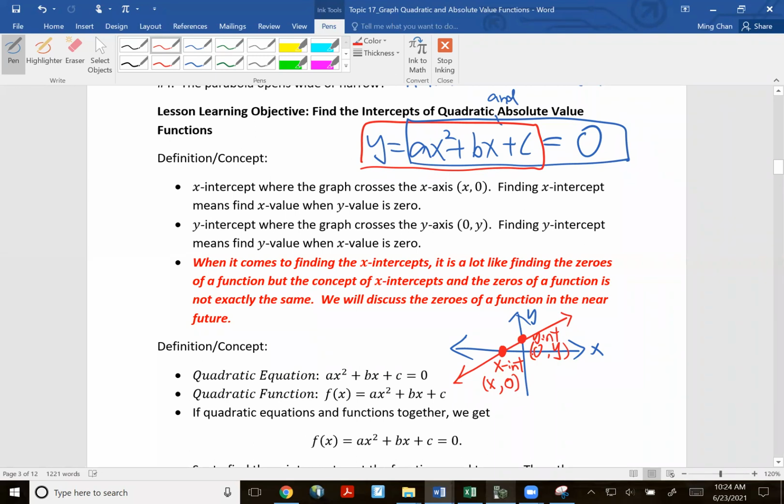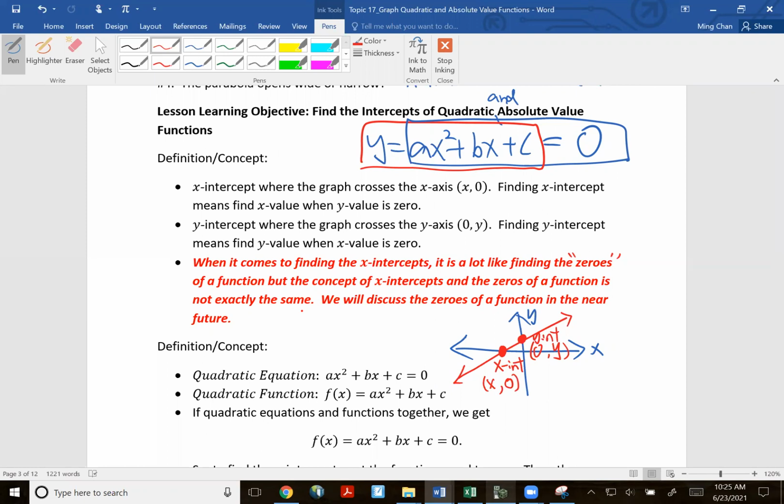Now, in the next topic, topic 18, we're going to talk about something similar to the x-intercept. When it comes to finding the x-intercept, it is a lot like finding what we so-called the zeros of a function. Okay, the zeros of a function. So whenever I say the zero of a function, that means the y value is 0. So that's a lot like finding the x-intercept. But the concept of x-intercept and the zeros of a function is not quite the same. Okay, so we will talk about it in the future.